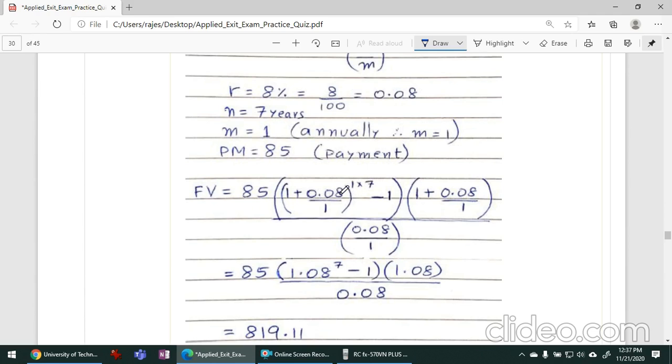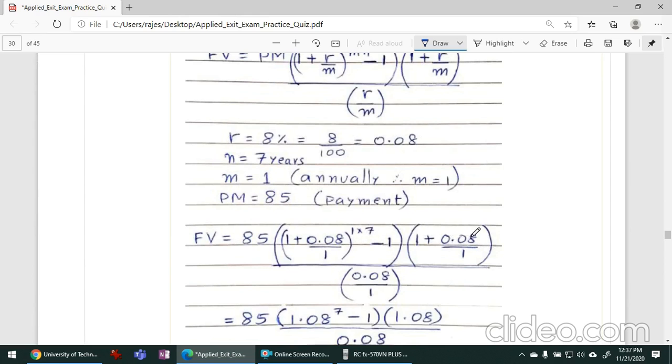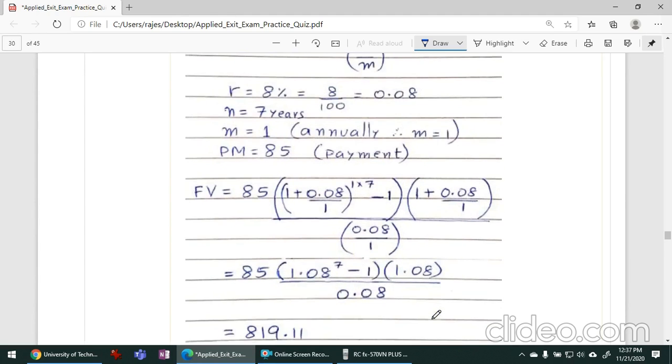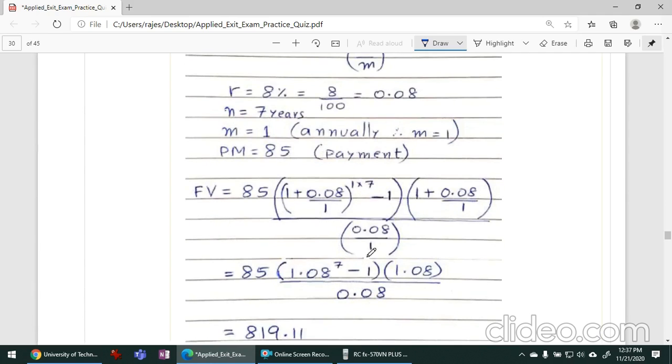Now 0.08 divided by 1 is the same, 0.08 only. 1 plus 0.08, what is that? 1.08. Power 1 into 7 is 7. I have minus 1, so this bracket is finished. Now what is this? 1 plus R by M. Look here, 1 plus R is 0.08 by M is 1, so again 0.08 plus 1 is 1.08. Now down it is R by M. Again 0.08 by 1, 0.08 by 1 is 0.08 only.